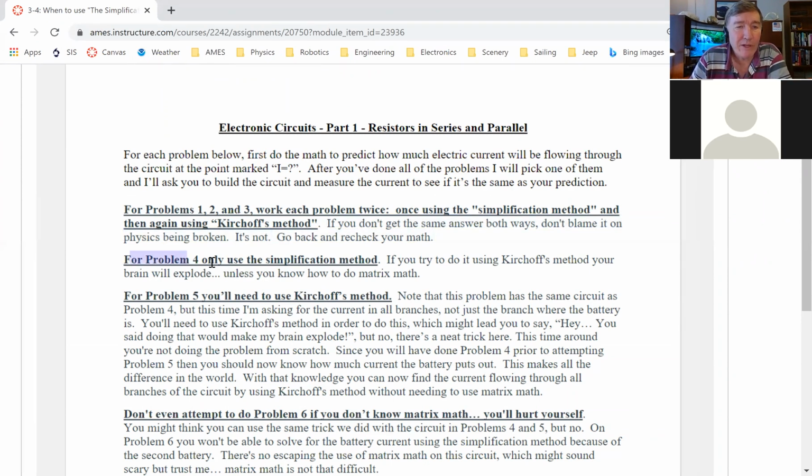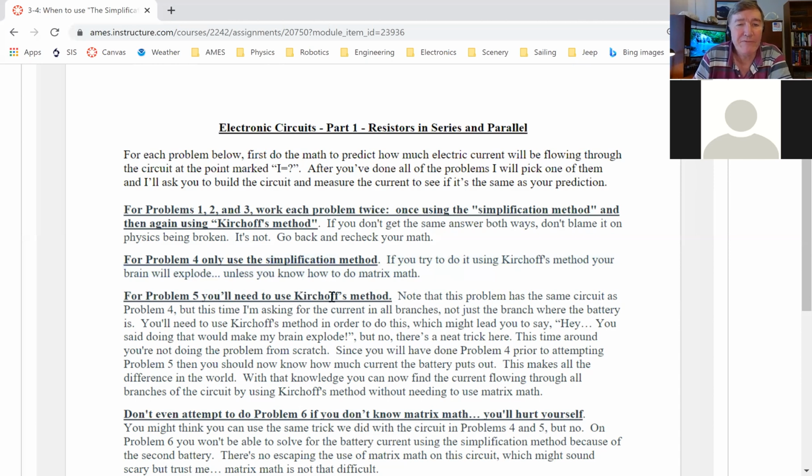For problem number 4, only use the simplification method. Because if you try to use Kirchhoff's method, you're going to find out that it's going to be really messy. You're going to have multiple equations that have to be solved simultaneously. Now, if you've had a lot of math, you say, well, solving systems of equations, hey, I know how to do that. That's easy. Okay, but lots of you haven't had that much math yet. So you're going to find that problem number 4 is going to be quite hard to do if you want to use Kirchhoff's method. Okay, so only use the simplification method for that.